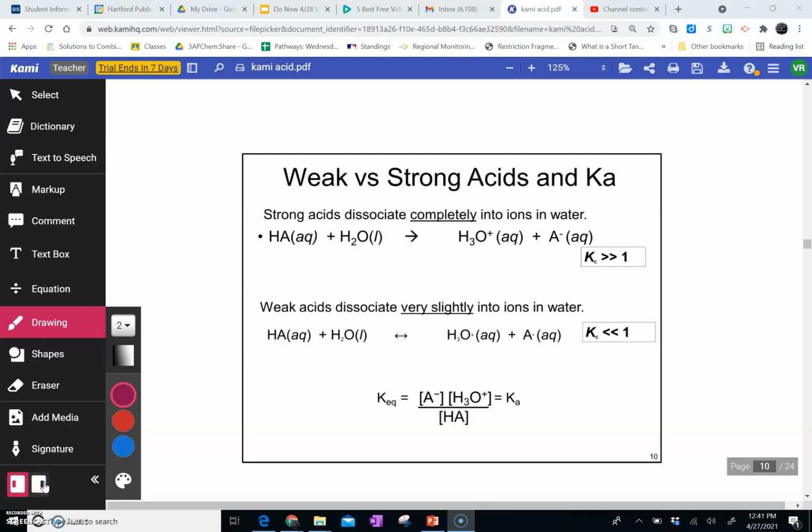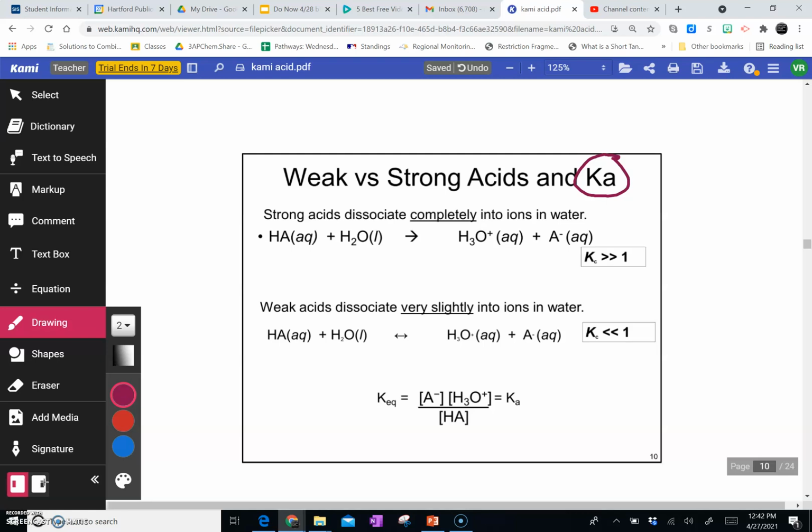Okay, welcome back. So now we have lots of K's, and we are about to work with one of the three of the last K's that exist, and that is the Ka. And the Ka helps for weak acids, and it helps explain the difference between strong and weak acids.